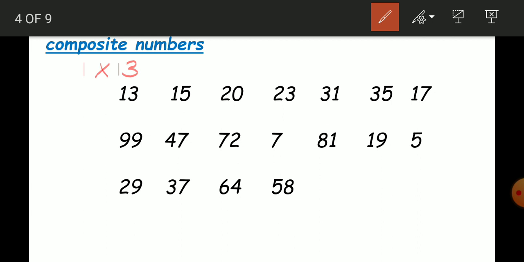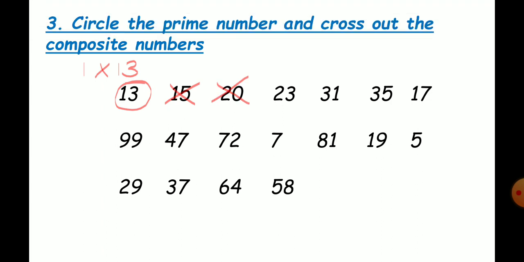What about 15? 15 is 1 15s are 15, and then 3 5s are also 15. So 15 is a composite number. Okay, so let us cross it. Next, 20. 2 10s are 20, 1 20s are 20, 4 5s are 20. We have so many factors for it. So this is also not a prime number. Okay, it is a composite number.